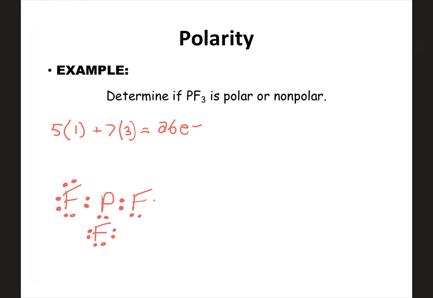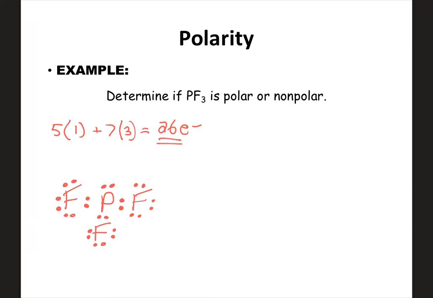And then phosphorus here only has 6, so he's going to need an extra 2 as well. Remember, the rule says make everybody happy. If you're wrong, you'll figure it out in a second when you total this up. So now when you go back through and count up here, make sure you're counting carefully, you'll see you hit 26 electrons. So everybody's happy and you hit your magic number of 26, so that means this is the dot structure of PF3.